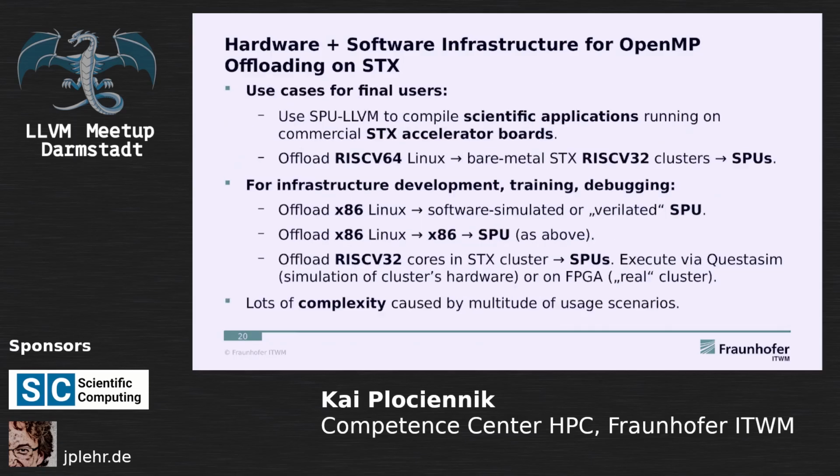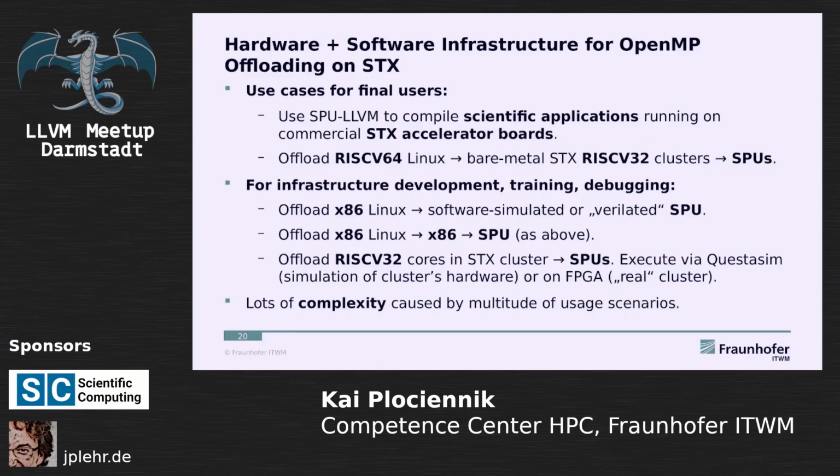Okay. What are the use cases for the final users? Well, as I said, the scientists who will be using our software infrastructure will program scientific applications and compile them targeting the STX Accelerator for commercially available accelerator boards that are going to be produced. In their use case, they will offload from RISC-V 64 Linux to bare metal STX RISC-V 32 clusters and then to the stencil processing units.